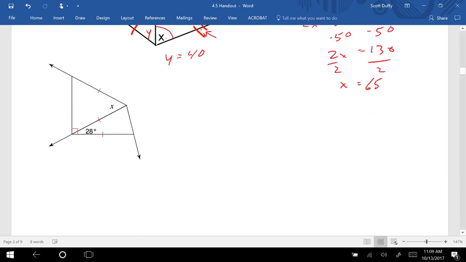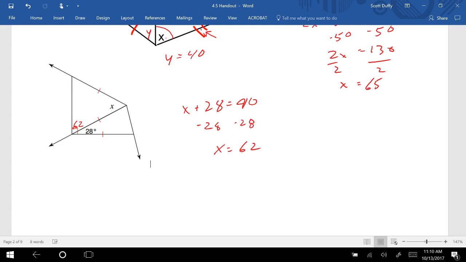Moving on. We see that this angle is 90 degrees total, and we see that this part of it is 28 degrees. So the other part would be what plus 28 equals 90? And we see it is 62. 62 plus 28 equals 90. Or you could say x plus 28 equals 90, subtract 28 from both sides. Either way, you still get 62.